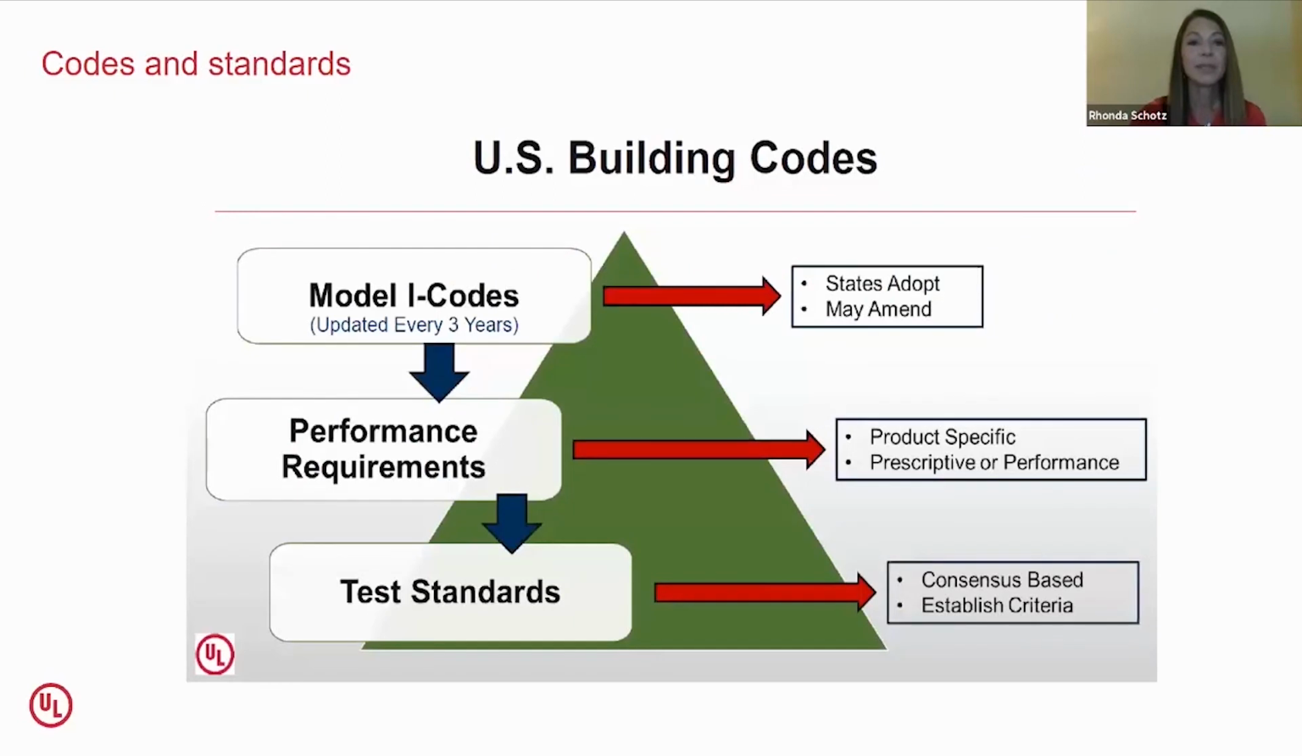States adopt these model codes, and they can also amend these to meet their own specific requirements. Model codes list performance requirements for product-specific performance criteria. The performance criteria lists the test standards to test to for each product.